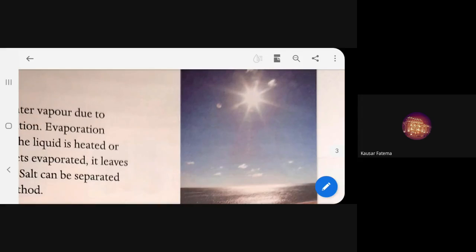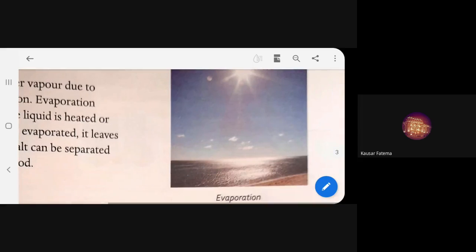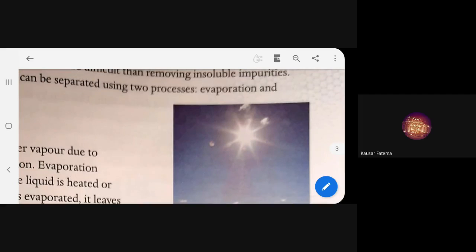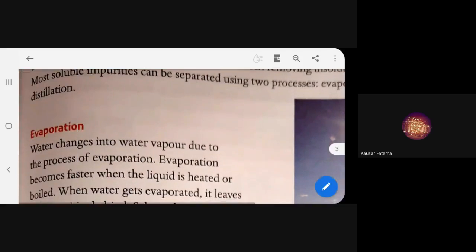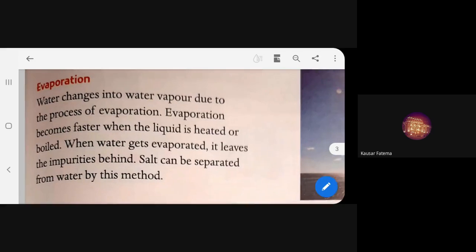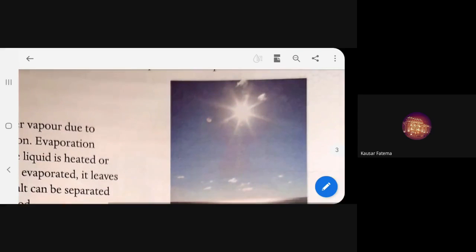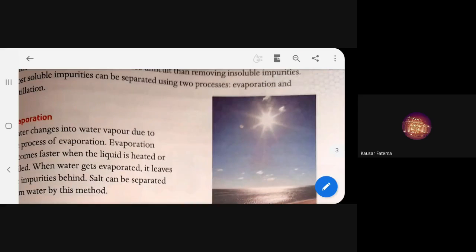Because of the sun's rays, because of the heat of the sun, in all the sources of water, the water converted itself into water vapor, and that water vapor, when it goes up high above, condenses itself, means from the water vapor it will convert itself into water droplets and comes back to us in the form of rain. So at that time also evaporation takes place. And another thing which I can explain, do you know how we can prepare salt?